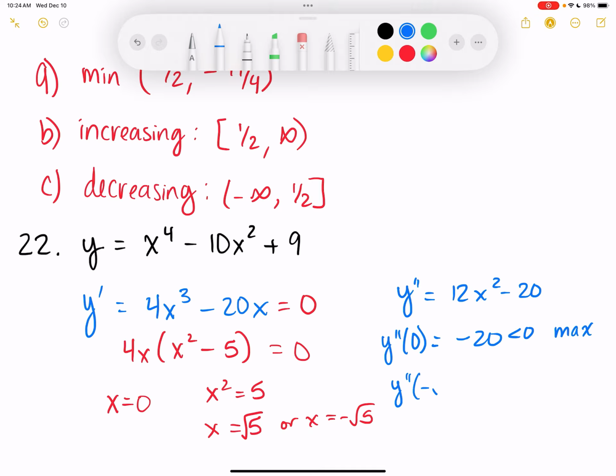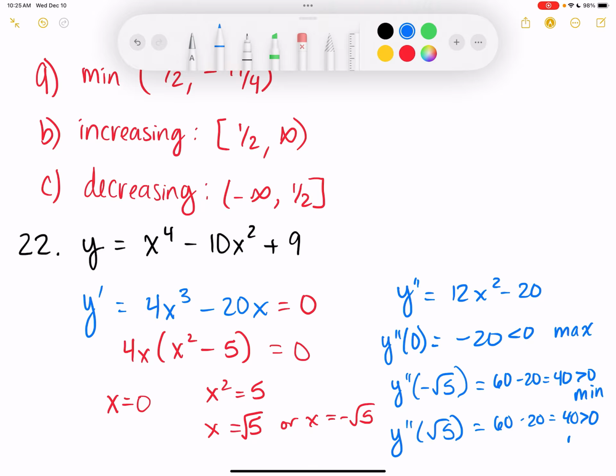At negative square root of 5, I've got basically just 12 times 5, so 60 minus 20, so that's 40, which is greater than 0, so that's a min. And then the same thing is going to happen with positive square root of 5. Because that's 60 minus 20, again that's 40. So that's another min there.